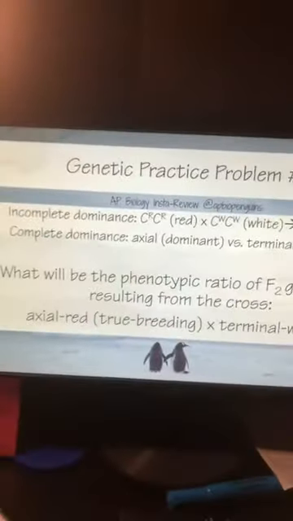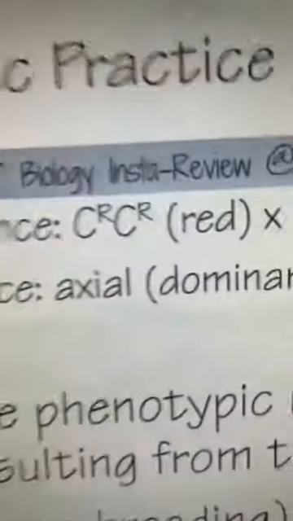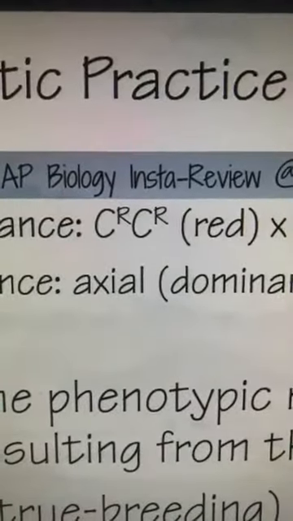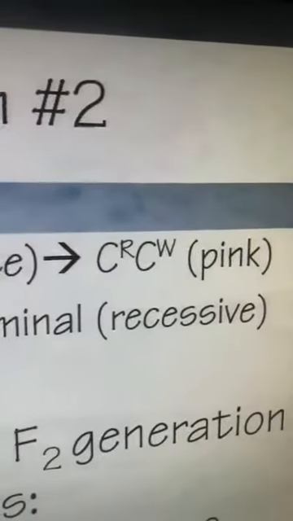This problem has to do with incomplete dominance, in which a red organism crossed with a white organism is going to end up giving us a pink organism. With incomplete dominance, your heterozygous organism is going to be a blend of the two. If your teacher has explained to you that you have a red allele, it's going to make the red color, and the white allele will make the white color.